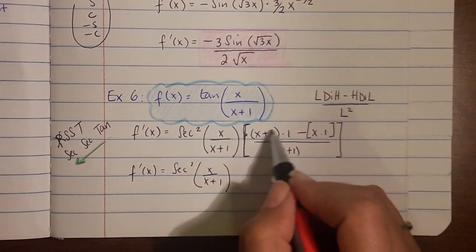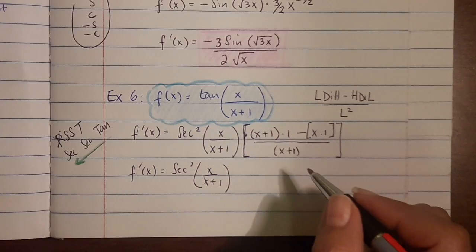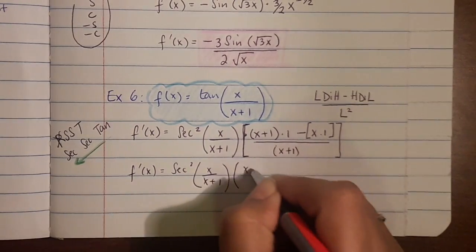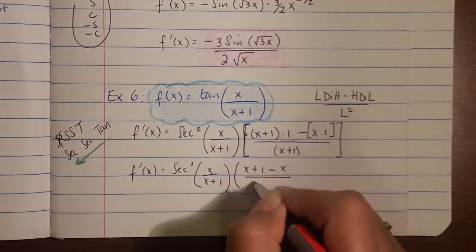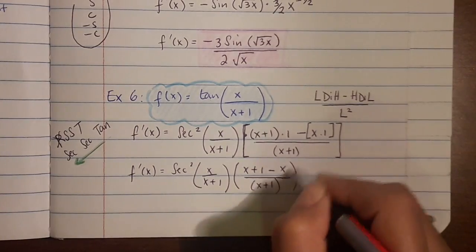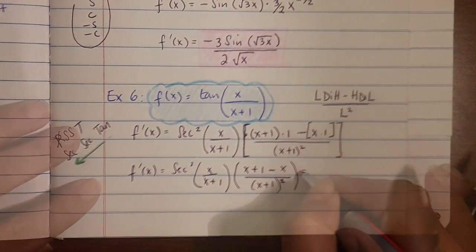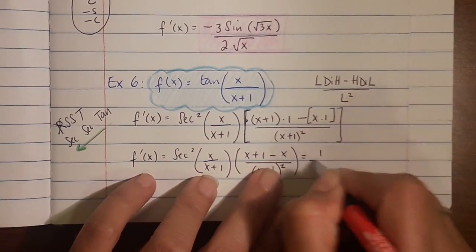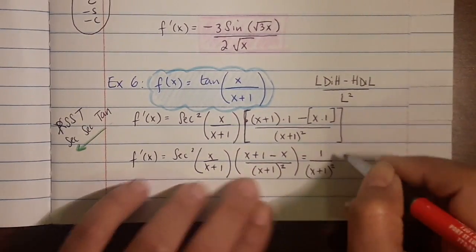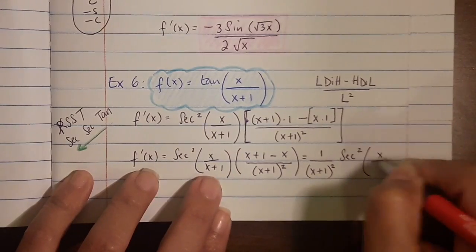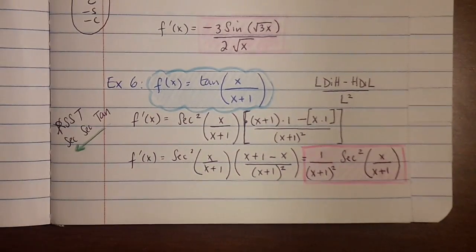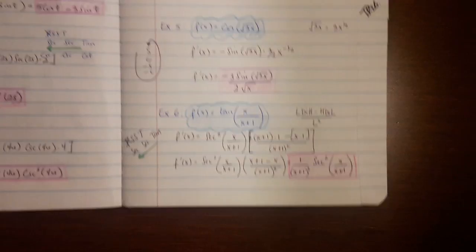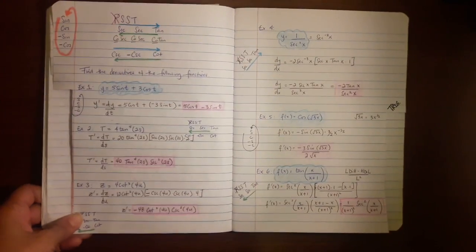Alright, so what can we do? Okay, so x plus 1 times 1 is x plus 1, and then negative x, all over that, which is equal to x minus x is 0, so 1 over x plus 1 squared, times secant squared of x over x plus 1. And that's pretty much it. So differentiating trig functions is not hard at all if you just memorize the shortcuts. Let's practice.